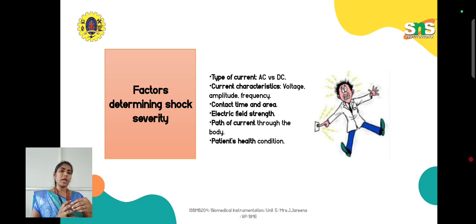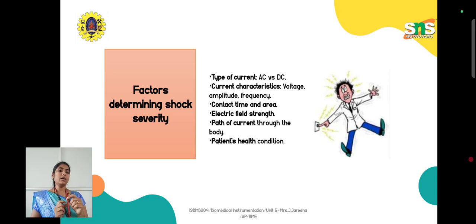Contact time and area also play a very important role, because the duration during which the current is passed, and the contact area or the targeted area that is exposed, matter a lot. One more important parameter is the electrical field strength. The last one is the path of the current through the body, whether it is external or internal. It also plays an important role in determining the shock severity. And finally, the patient's health condition is one more criterion. Based on that also, the severity of the shock will vary.